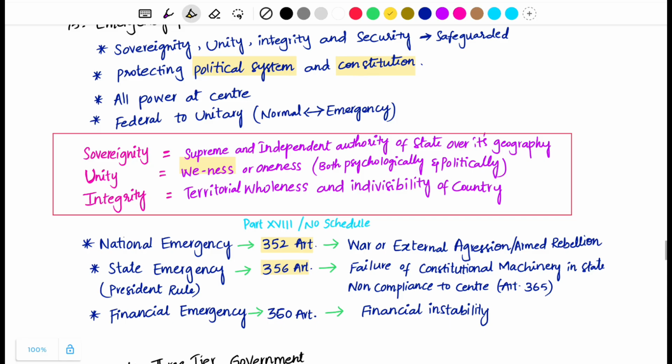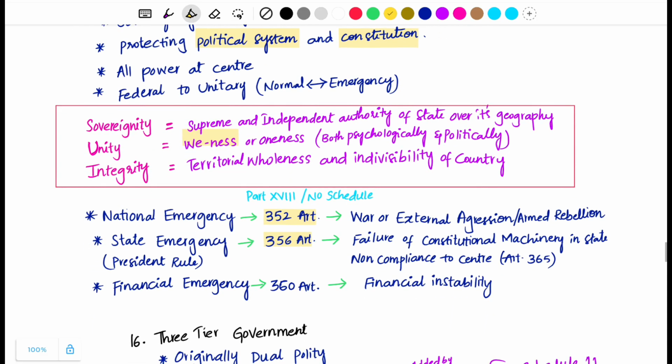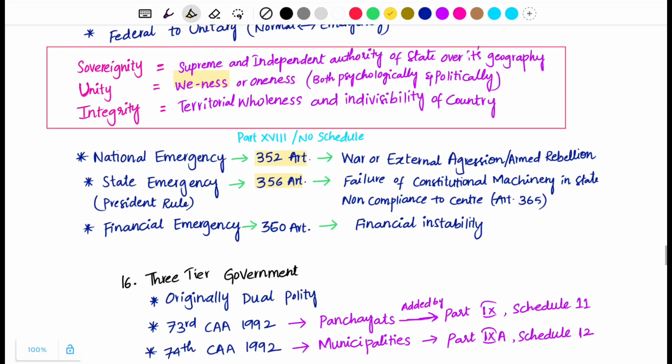When there is financial instability and a huge pressure on the exchequer of the government, Article 360 is invoked to protect the country from falling. The financial instability often comes at times, and to protect the country's interest, the financial emergency is invoked by way of Article 360, friends.